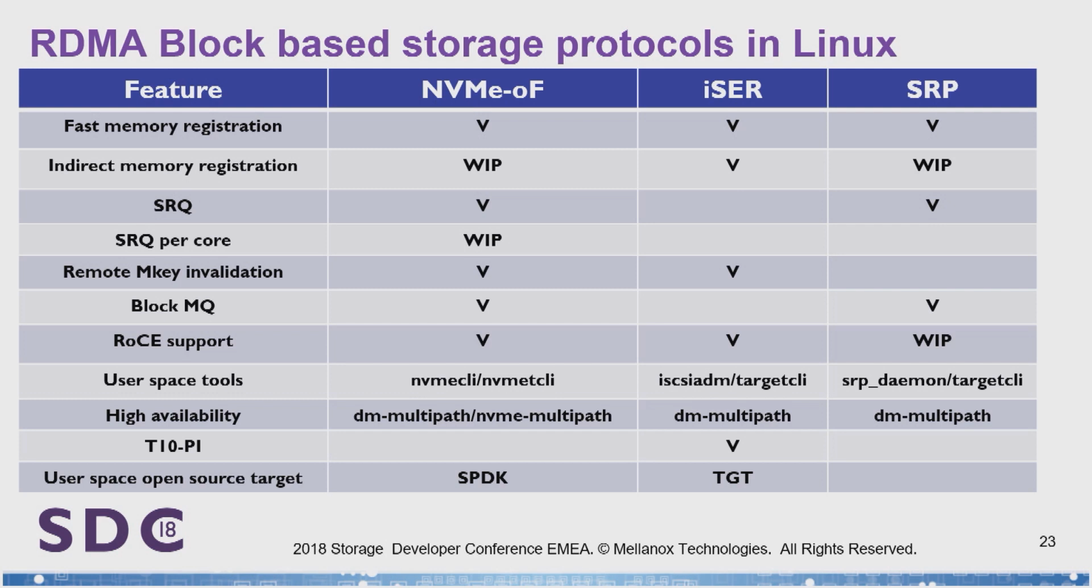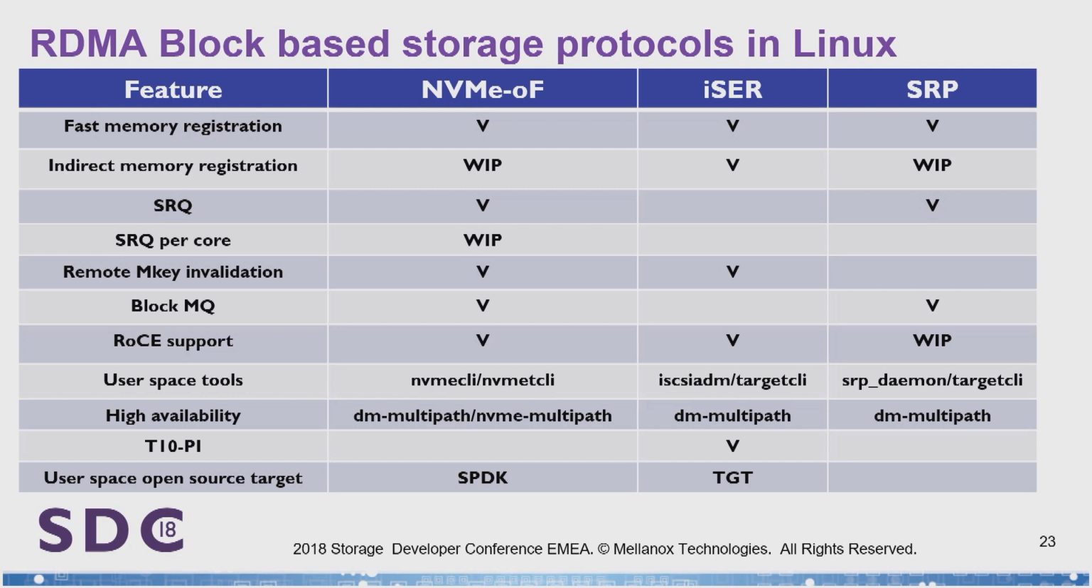RoCE support. RoCE is RDMA over Converged Ethernet. It's supported in NVMe over Fabrics and in iSER. Currently, it's work in progress in the SRP protocol. There are patches that the maintainer of the SRP driver, Bart, posted to the Linux community, and I think they will be merged soon. For user space tools, we have nvme-cli and nvmetcli for NVMe over Fabrics. We have iscsiadm and targetcli for iSER. And we have the SRP daemon and targetcli for SRP.